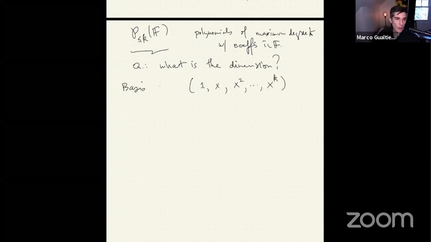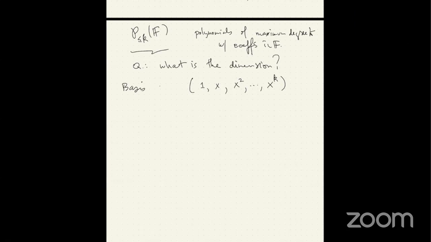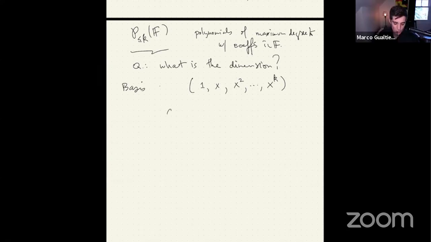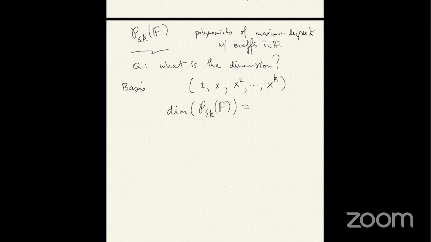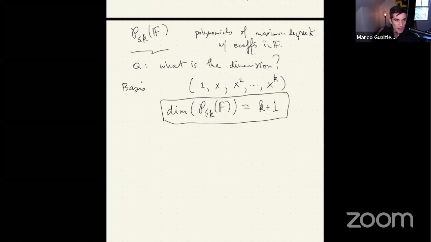Okay, and so what will be the length of this list of vectors? It has k plus 1 elements. Thank you. So the dimension of P less than or equal to k should be what? k plus 1. Correct.